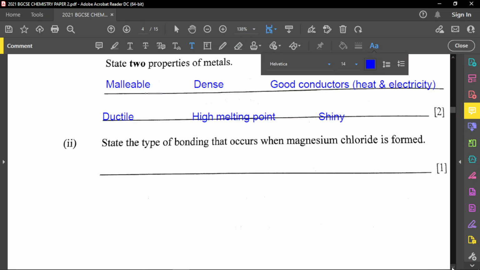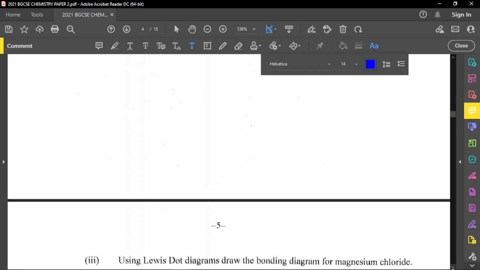This question asks to state the type of bonding that occurs when magnesium chloride is formed. The type of bonding between magnesium and chlorine is ionic. Again, it is between a metal and a non-metal, and an ionic bond is when electrons are transferred from the metal to the non-metal. Let's go along to the next part of the question.